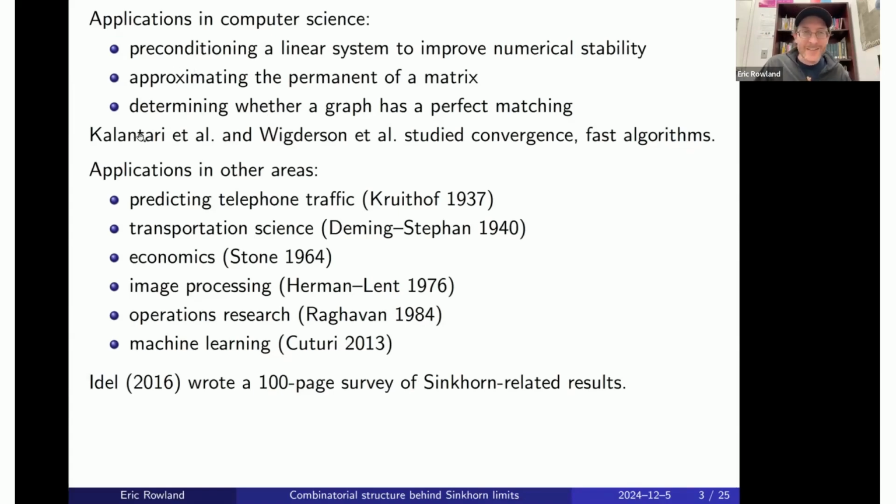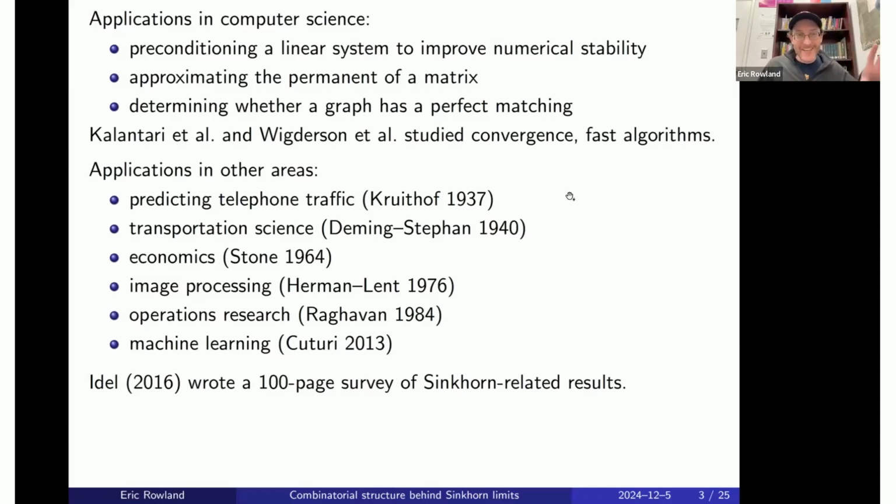Bahman Kalantari in the computer science department at Rutgers even has written papers on the Sinkhorn limit, studying the convergence of the algorithm, and Avi Wigderson and other authors have been interested in efficient algorithms for computing the Sinkhorn limit. So this is kind of a big area that I knew nothing about until a few years ago. But for this talk, we're not going to need any of that.